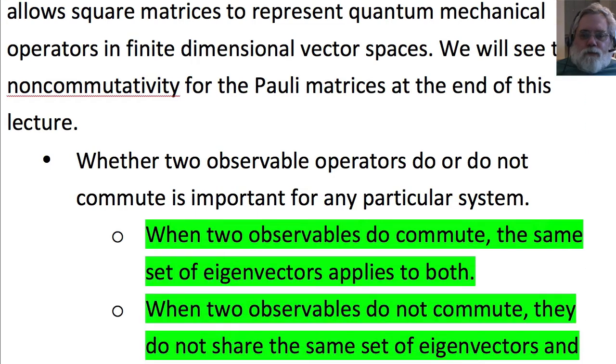Now, whether two observable operators do or do not commute is important for any particular system. When two observables do commute, they share the same set of eigenvectors. The same set of eigenvectors applies to both. And when that happens, that's great. That lets us see that two aspects of a system are compatible.